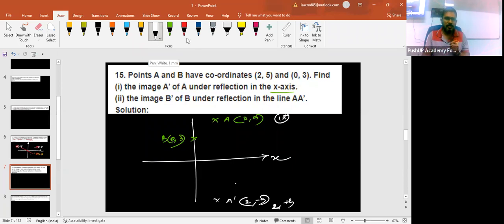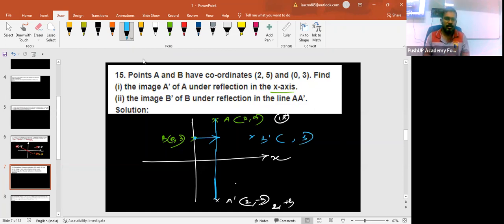Then children, they are asking you to find the image of B under reflection in the line A A dash. That was a very interesting question because you had to connect A to A dash to get the line segment A A dash. Now you had to reflect the point B through the line A A dash. That line is parallel to the y-axis. So there is no change in the y coordinate. So 3 will remain 3 itself. So I'll write here 3 as the y coordinate.